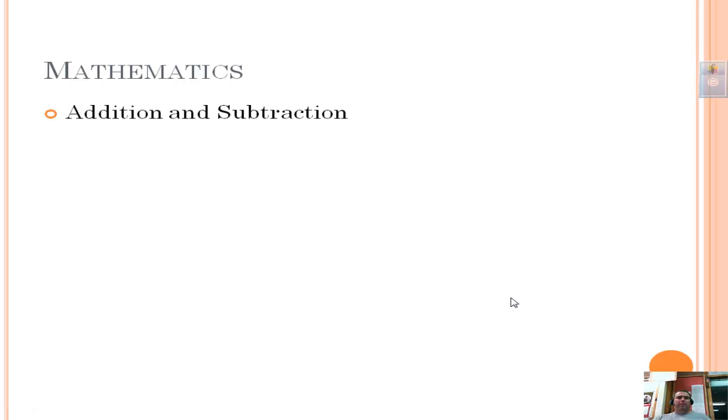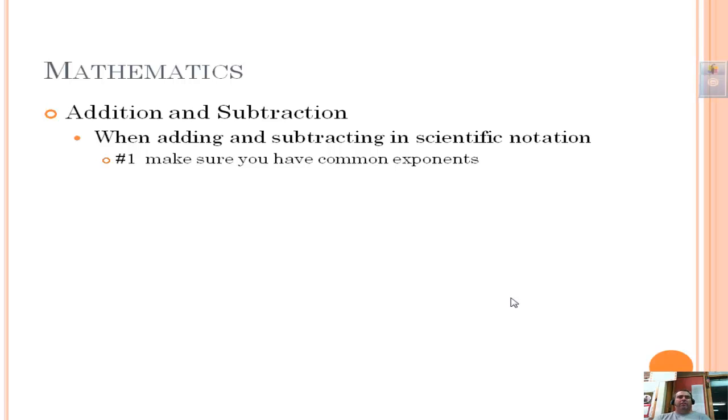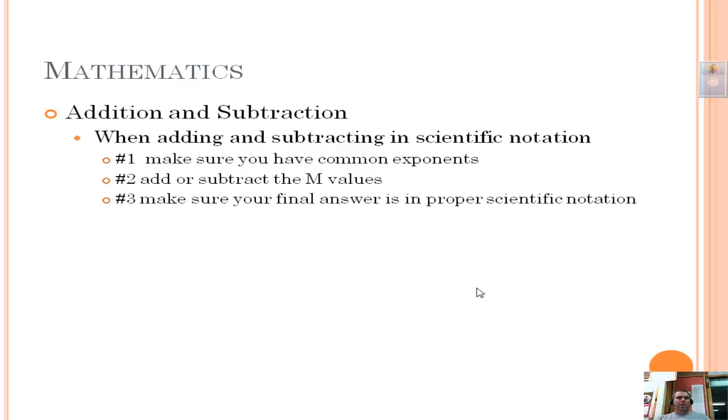If we look at addition and subtraction, it says when adding and subtracting in scientific notation, number 1, make sure you have common exponents. Okay, so you have to make sure that they're all in 10 to the 4th, or they're all in 10 to the negative 7th, things like that. So again, number 1, make sure you have common exponents. Number 2, you're going to add or subtract those m values. Number 3, make sure your final answer is in proper scientific notation.